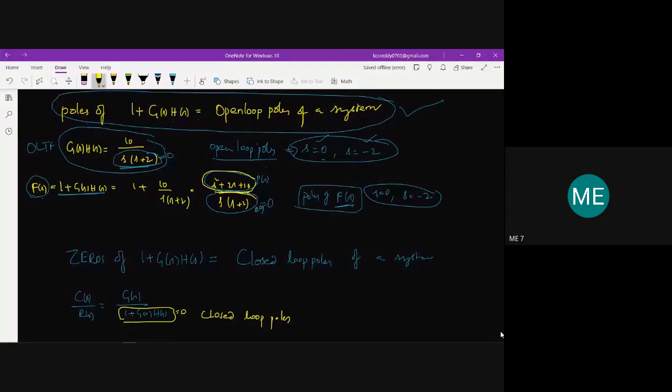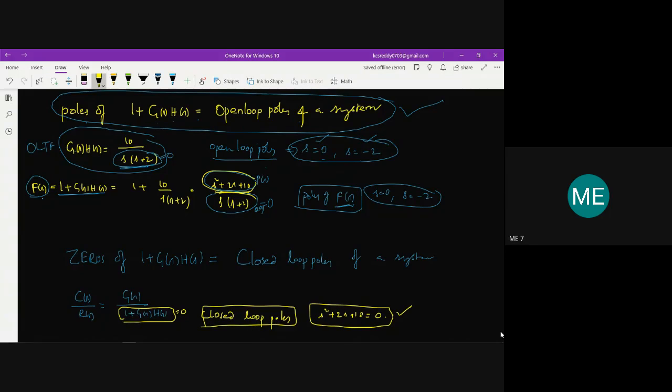1 plus g of s into h of s is nothing but s square plus 2s plus 1, which we are going to get as the zeros of the system. So what is 1 plus g of s into h of s? If I have g of s into h of s like this, this will become s square plus 2s plus 10 equal to 0. So this equal to 0 means the roots of this equation we can call closed loop poles.